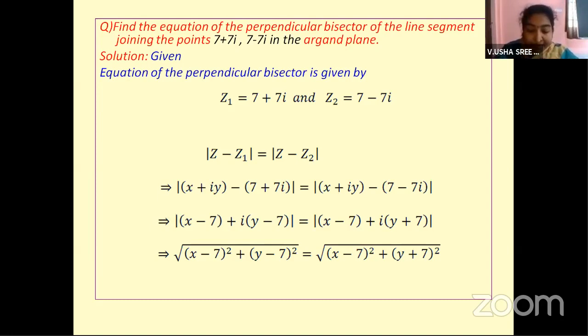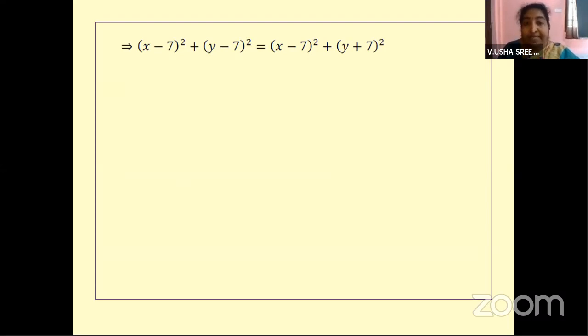Now we'll try to take squaring on both sides, children, so that you can cancel the roots on both sides. Then you will have it as x minus 7 whole square plus y minus 7 whole square is equal to x minus 7 whole square plus y plus 7 whole square. If you can observe the equation carefully, x minus 7 whole square can be cancelled on both sides, isn't it? Then you will be left with y minus 7 whole square is equal to y plus 7 whole square. We will expand that.